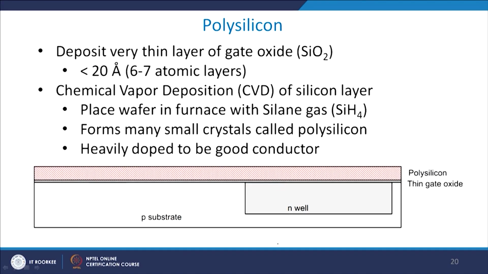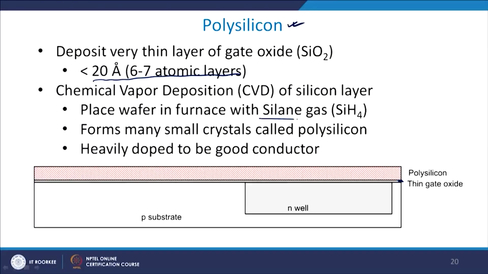After this we grow a layer of polysilicon. This layer is known as polysilicon, right. We deposit a very thin layer of gate oxide, which you see here. This is a thin layer of gate oxide, right. It is approximately 20 angstrom, which means approximately 6 to 7 atomic thickness available to me.